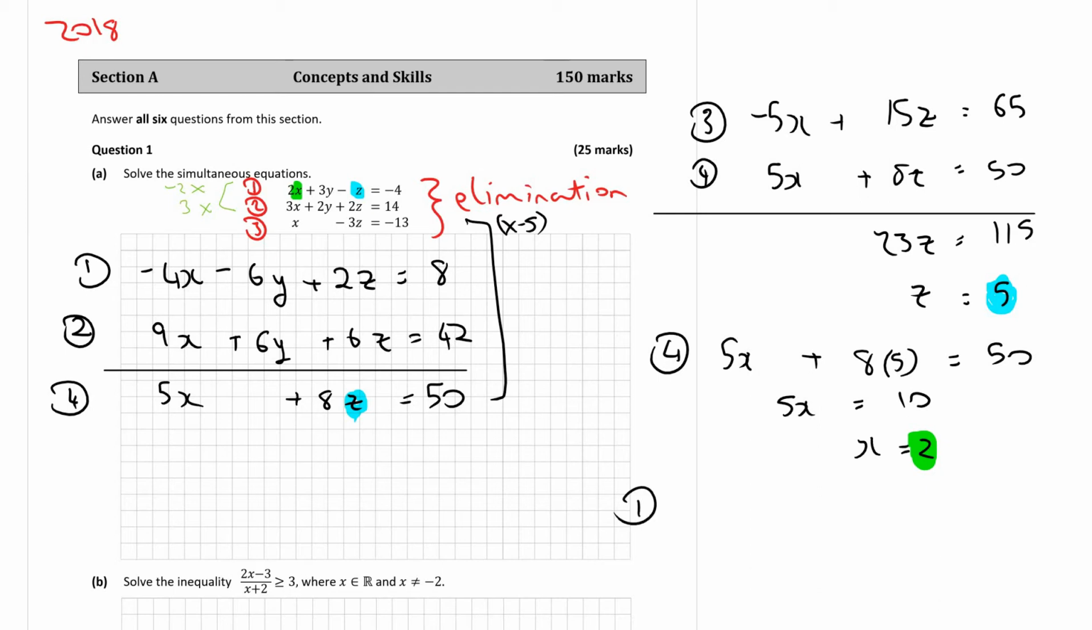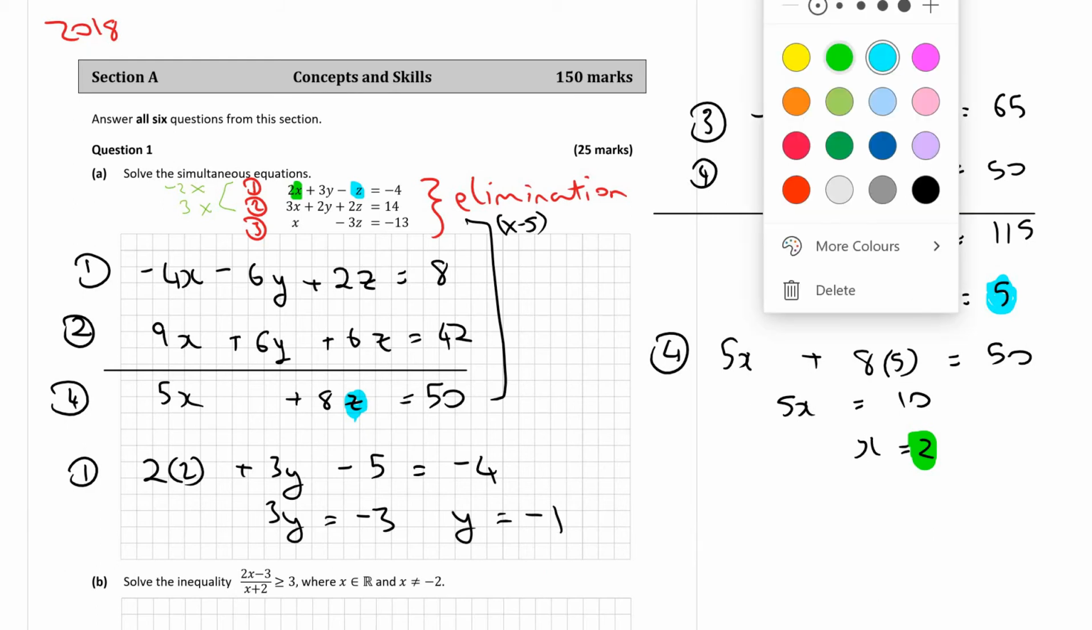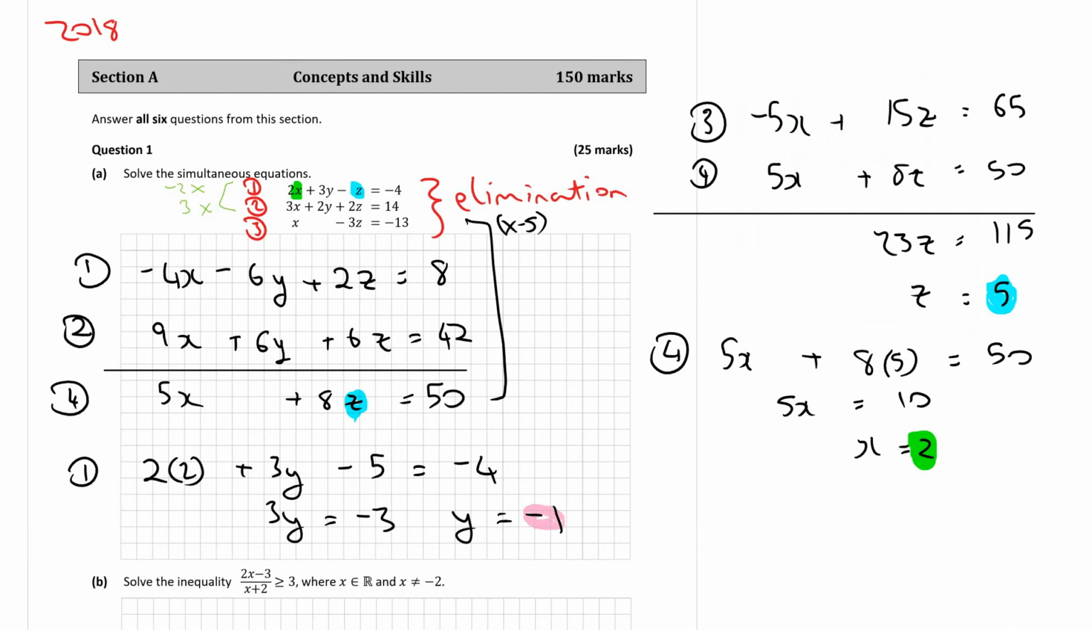So rewriting 1, I'll just do that here. I've got 2 times 2 plus 3 times y minus 5, which is z, is equal to minus 4. So I've got 3y equals 4 minus 5, which is minus 1. Bring that over, it becomes plus 1. 3y is equal to minus 3. Y has to be minus 1. So if y is minus 1, I've solved for y there. So there are my 3 values of x, y and z.